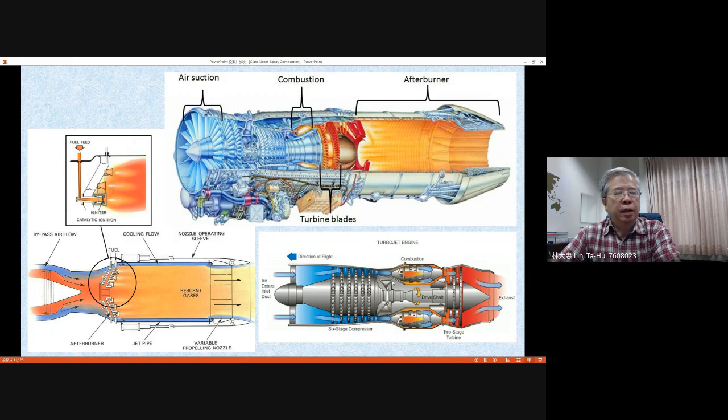Let me explain the sequence of the gas flow using the lower part. First, air enters from the fan. Then the pressure is increased by the compressor, and the flow goes into the combustion chamber. Several combustors are arranged around the whole gas turbine, and there is a drive shaft connecting the turbine with the compressor.